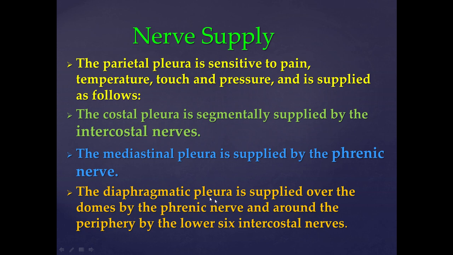The diaphragmatic pleura is supplied over the domes of the diaphragm by the phrenic nerve, and around the periphery by the lower six intercostal nerves. So, the diaphragmatic pleura is supplied by two types of nerves: around the periphery by the lower six intercostal nerves, and over the domes by the phrenic nerve.